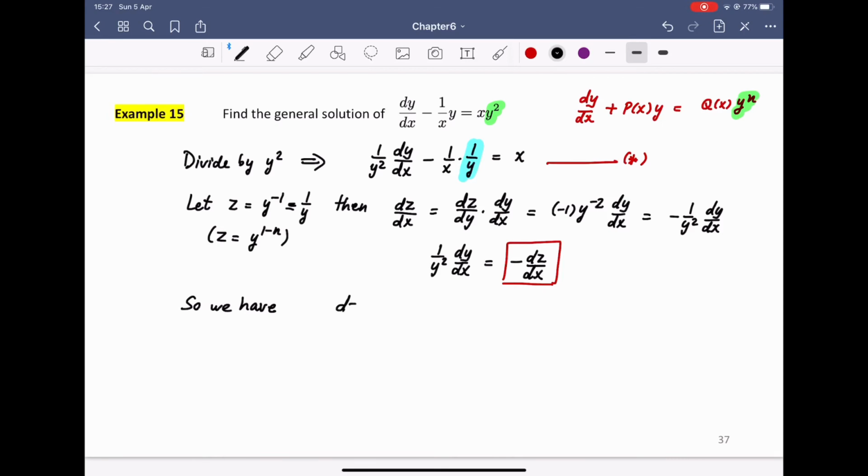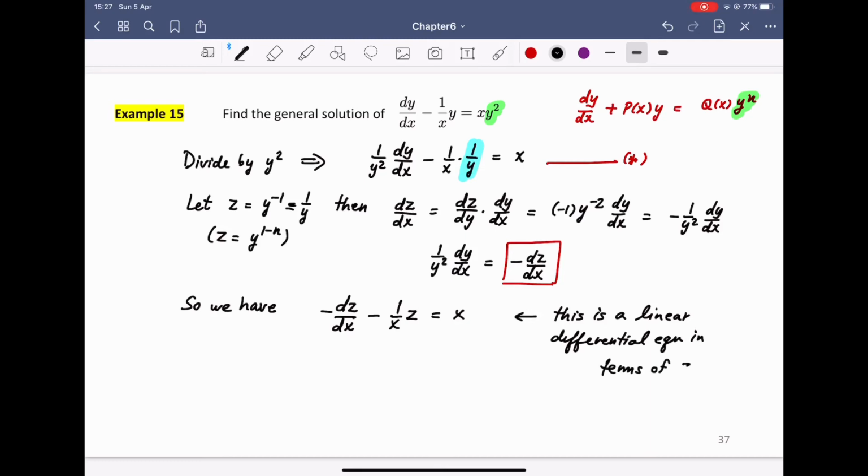So you have negative dc by dx minus 1 over x times c equal to x. So now this is a linear differential equation in terms of c and x, right? And then now you can use the linear differential equation technique as before. Let me simplify more because I need a plus sign on the left hand side. So I have dc over dx plus 1 over x times c equal to negative x. And here now I have my p(x) equal to 1 over x, and my q(x) equal to negative x.